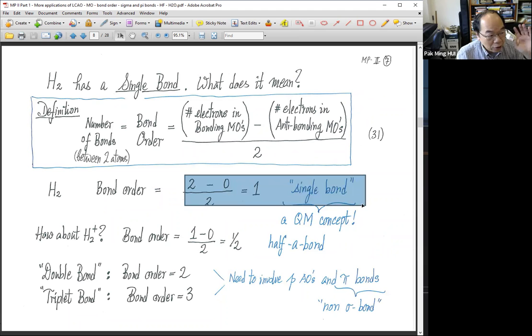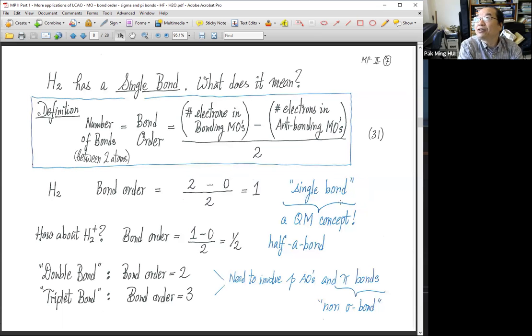Now from this point on, you don't need to memorize things. It is a quantum mechanical concept. And rather interestingly, it is a concept or a definition built upon LCAO MO. Well, LCAO MO is an approximation, but it's a very good approximation. So you have an idea in chemistry about bonds, single, double, triple, being defined under some approximation. Interesting thing.